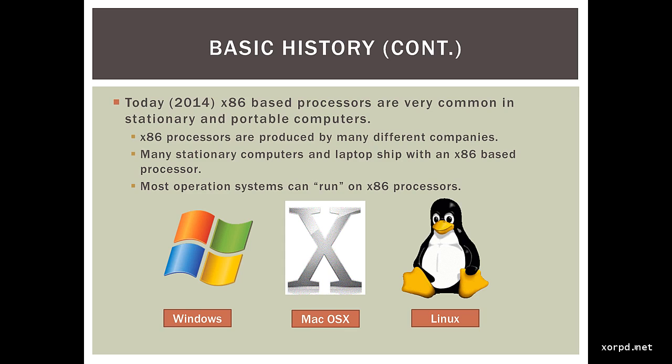When you say it can run on x86 processor, that means that it has a version with code that's meant to run on x86 processor. That means that it has a version with instructions that comply with the x86 processor's family. Some examples of well-known operation systems that support x86 are Windows, Mac OS X, and Linux.